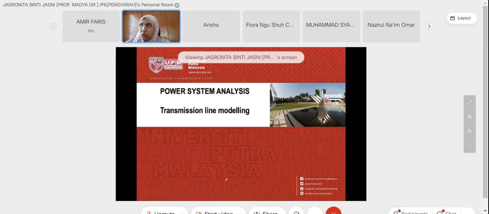So, you need to know about the conductor. In order to transmit the power from one place to another place, you need to have the conductor, right? So the conductor consists of the resistance, the capacitance and the inductor.